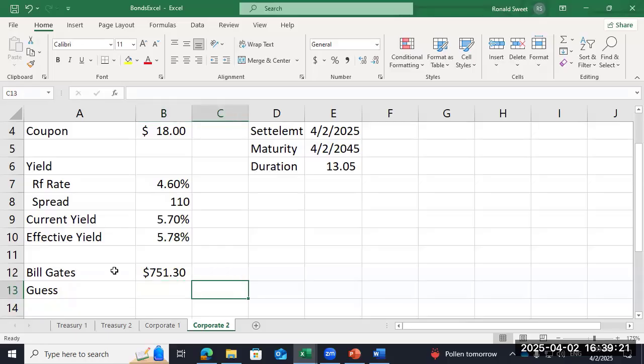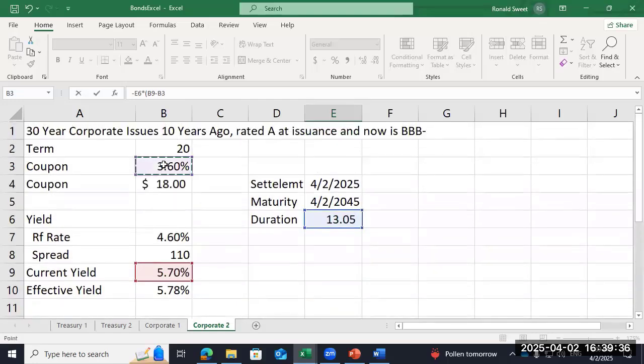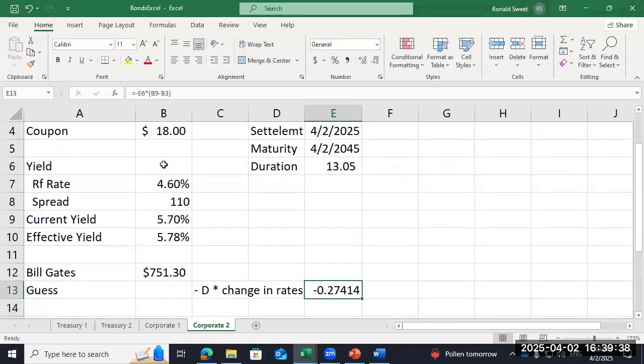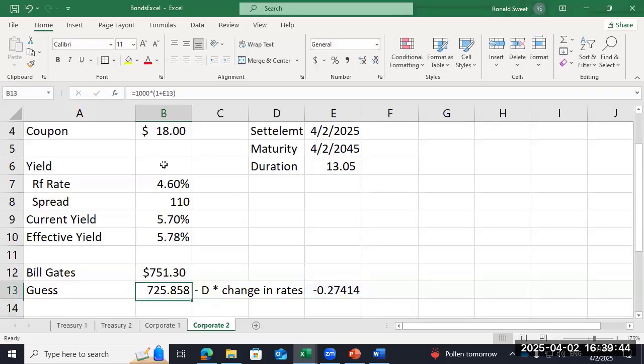So we do minus duration times the change in rates. So we do minus duration times rates are 570 today. The only time we do the effective yield is when we do the table versus 360 when we started, 27%. So $1,000 times 1 plus that. That looks pretty close, doesn't it? But it's off quite a bit. Why? Because of convexity. See how much convexity is in that bond.